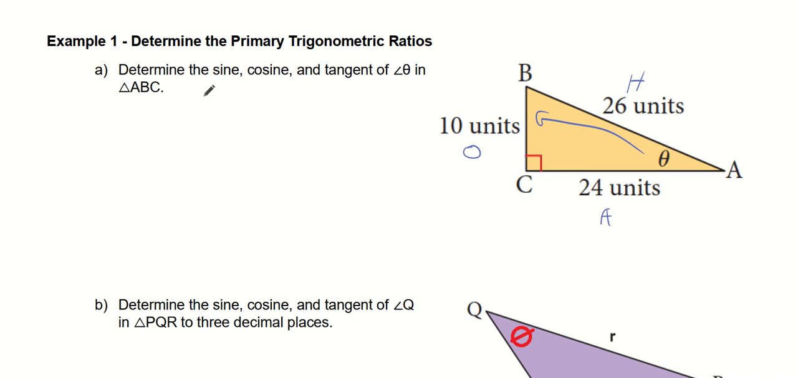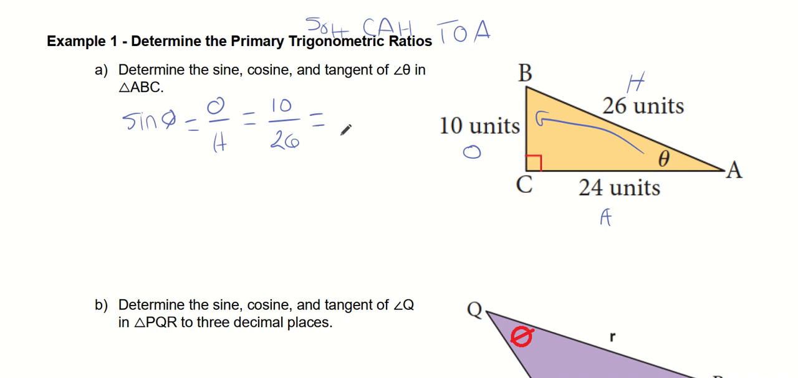Now they want you to write down the trigonometric ratios. So we're going to do sine of the angle. If you remember SOHCAHTOA, for sine it'll be opposite over hypotenuse, which is essentially the same thing as saying 10 units over 26. You can put that in the calculator and figure out what that ratio is, which is basically 0.38.